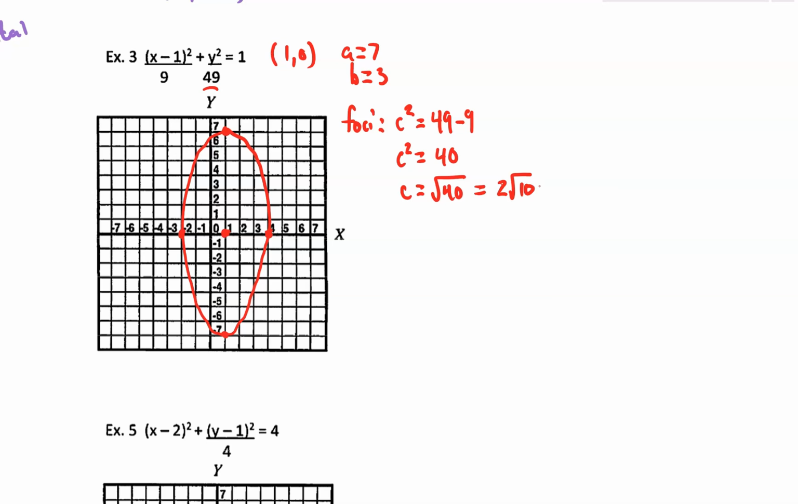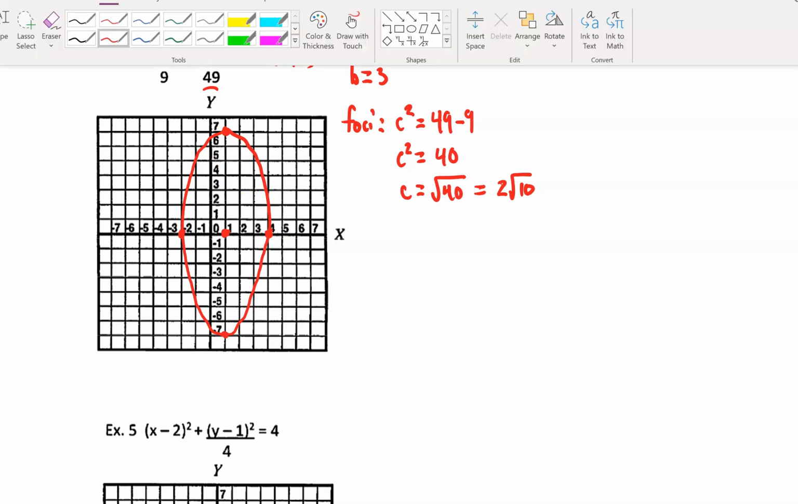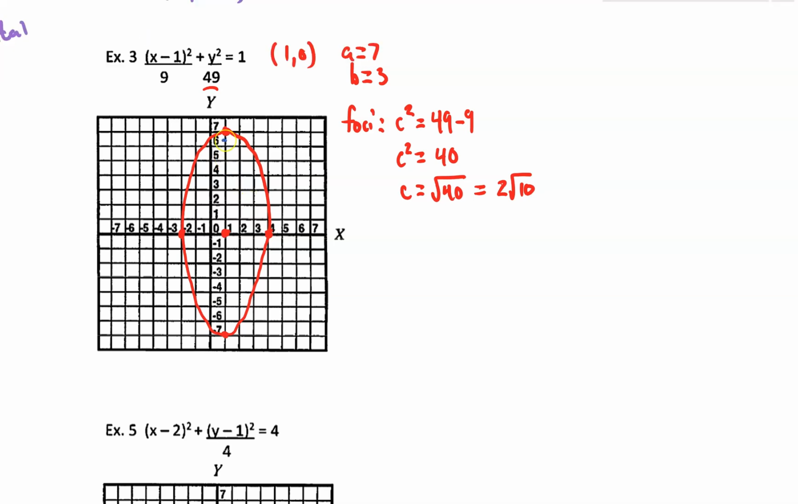Now, the square root of 10 is just above 3, and 2 times that would give you 6 something. So you're going to be, I'll do this with a different color, somewhere close to your vertex points. Something like this. That would be your picture in terms of what you're looking at.